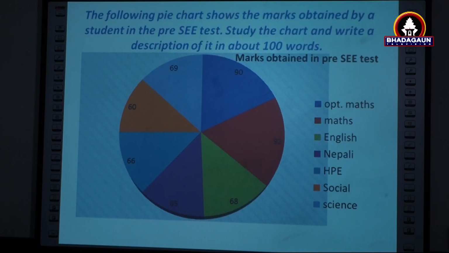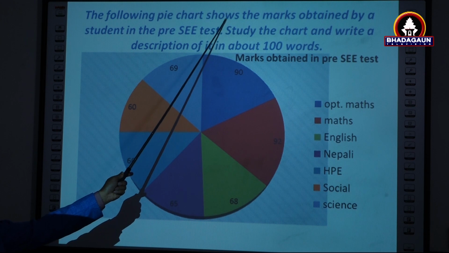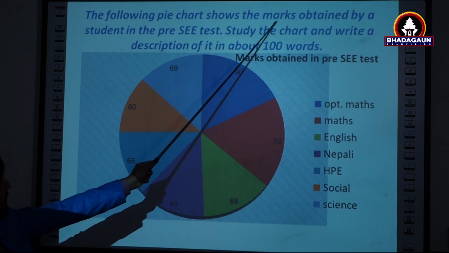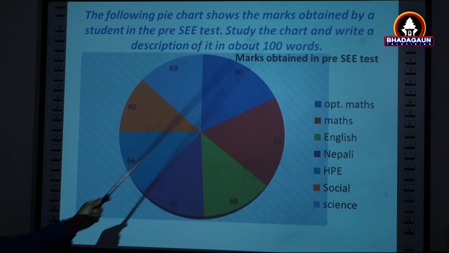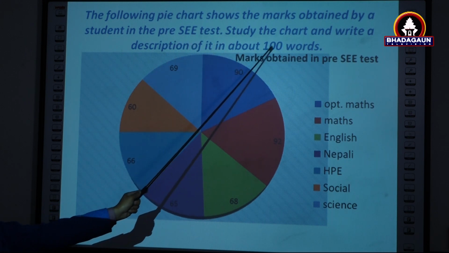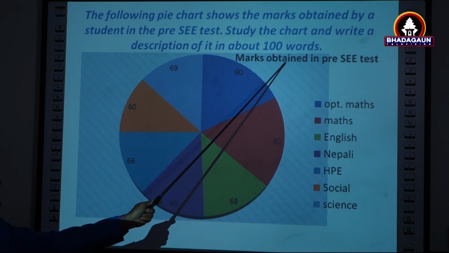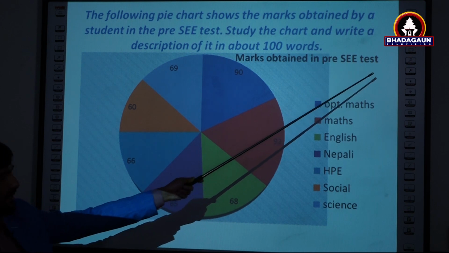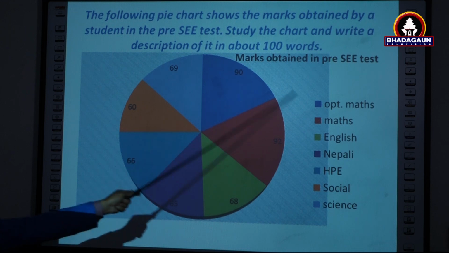So finally, I would like to write the very nice and perfect answer of this question. I have put this question for your practice. The following pie chart, this is the pie chart, as you know, shows the marks obtained by a student in a pre-SEE test. Study the chart and write a description of it in about 100 words. The title of this pie chart will be marks obtained in a pre-SEE test. This will be the title, and first write 2 or 3 sentences about what you generally see here.